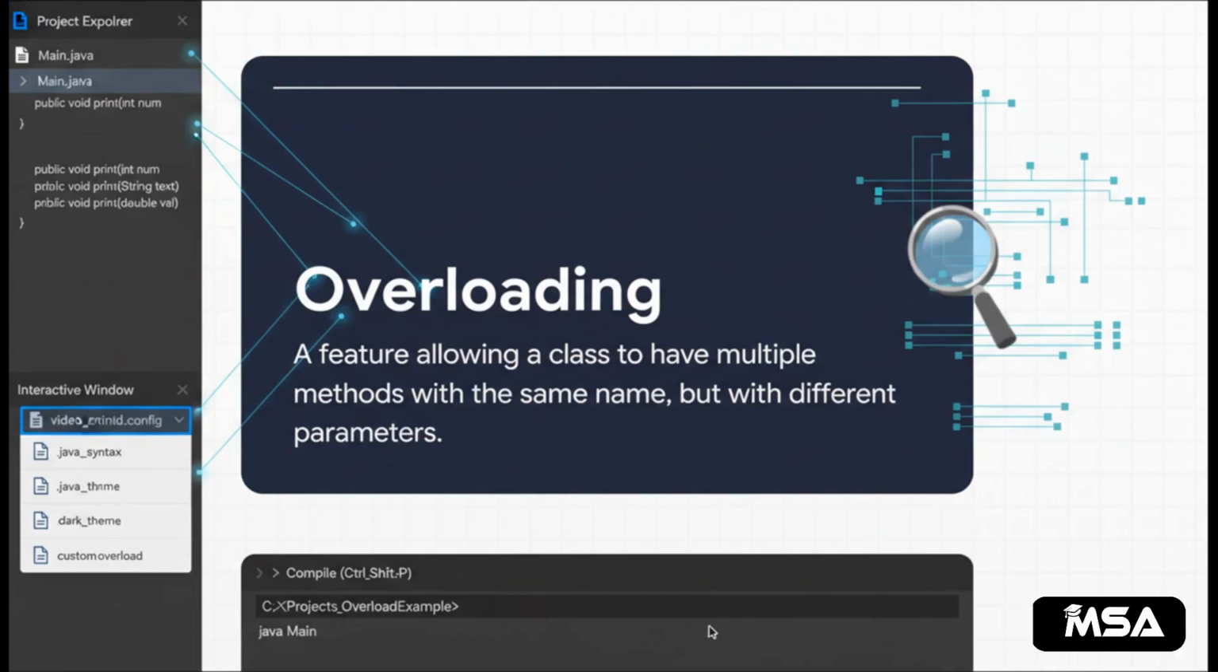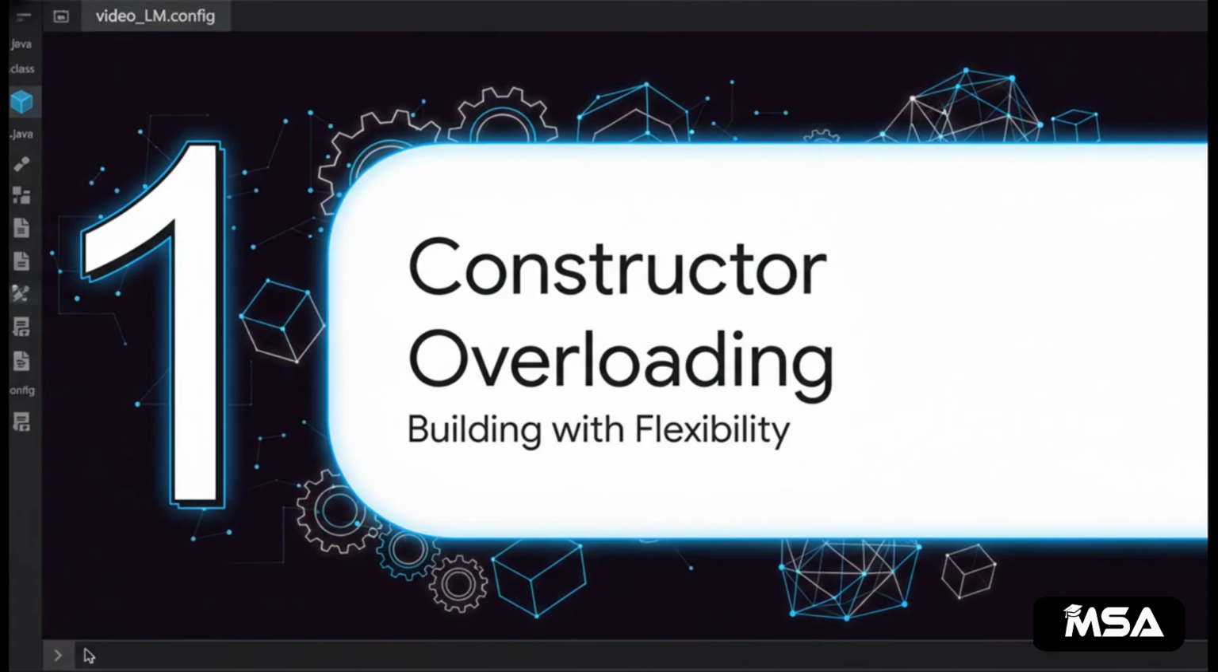Basically, it lets you have multiple methods or constructors that share the exact same name. The secret sauce? The compiler can tell them apart just by looking at the parameters you give them. Think of it like a Swiss Army knife. One tool, but with lots of different specialized functions. It's awesome. Okay, let's see how this actually works. And we'll start with constructors. That special method that runs whenever you create a new object. Overloading them gives us a ton of flexibility right from the moment an object is born.